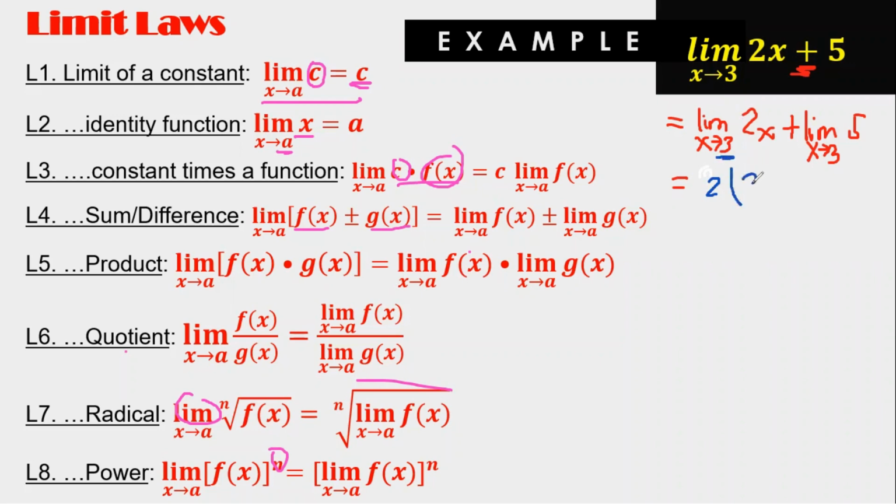So we will be substituting x by 3. So 2 times 3, plus 5, by using the limit of a constant. So we have here 2 times limit of 3, 2 times 3 plus 5, that is equal to 6 plus 5, that is 11. So the value here is 11. Okay, that's how we apply limit laws.